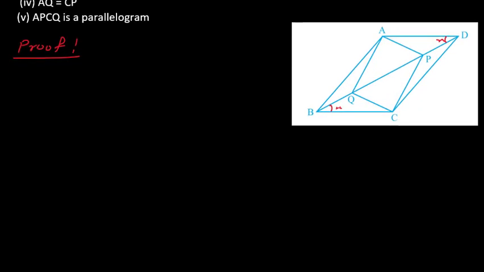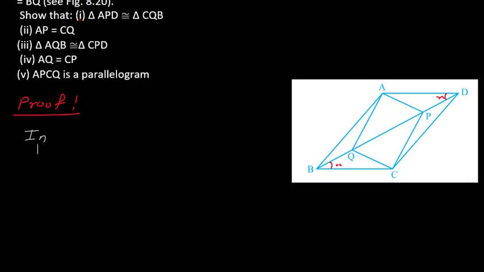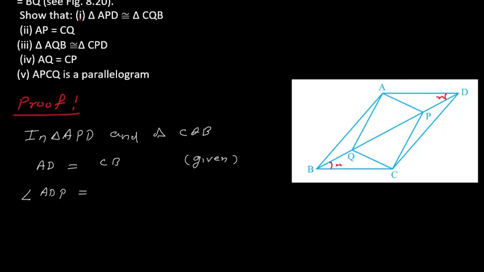Now I will say that in triangle APD and triangle CQB, in these two triangles we have AD equal to CB. This is given. Second, we have angle ADP equal to angle CBQ. The reason is alternate angle theorem.